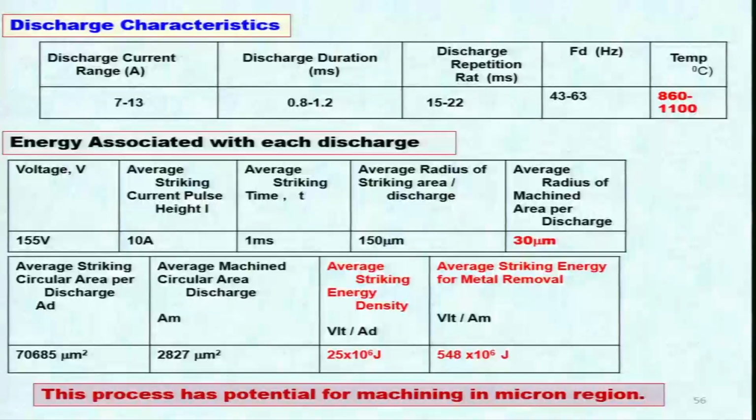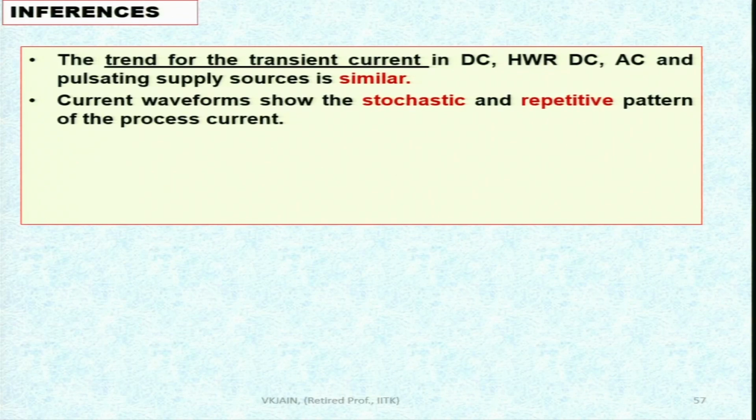This process has potential for machining in the micro regime, that we have already seen. Inferences: the trend for the transient current in DC, HWR, AC, that is alternating current, and pulsating supply sources is similar. Current waveforms show the stochastic and repetitive pattern of the process.